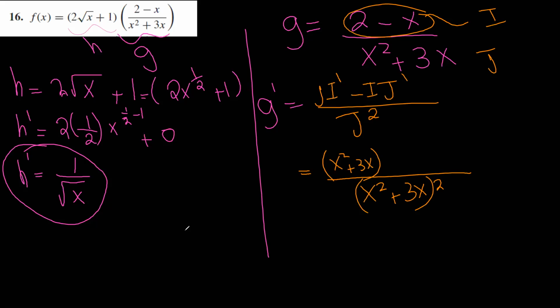-1. It's -1, thank you. Minus I, where is I? It is 2 minus x. Where is G prime? This is G. So G prime, it will be 2x plus 3.